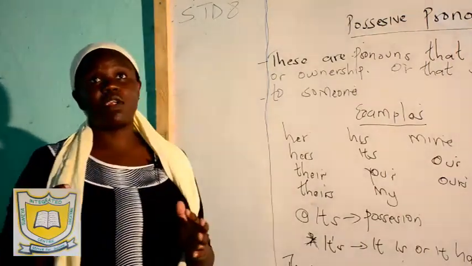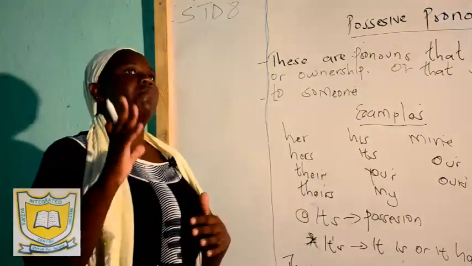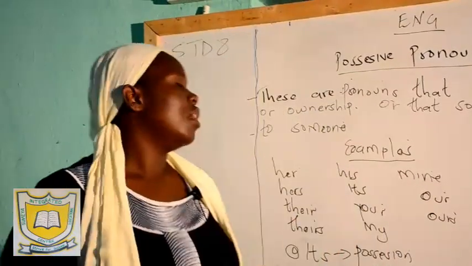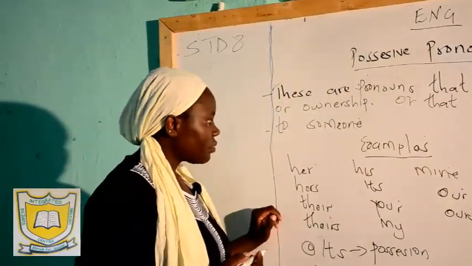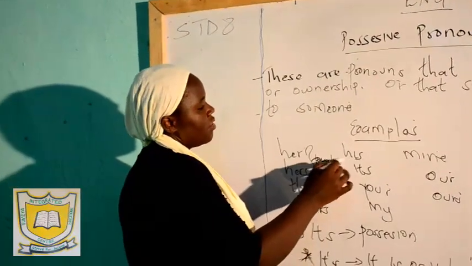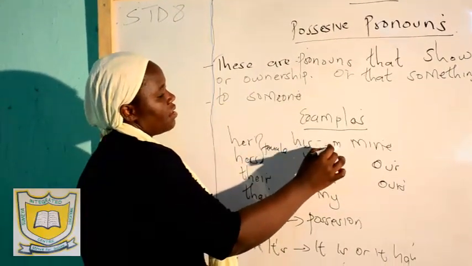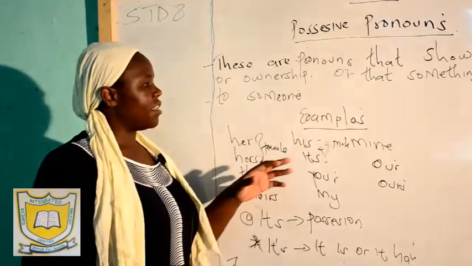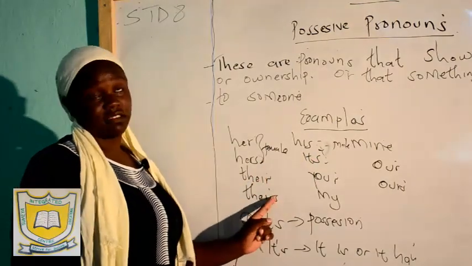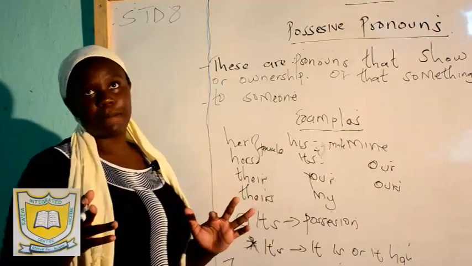We can divide possessive pronouns according to gender, or according to whether they are singular or plural. If you have her and hers, these are female. If you have his, this one is male. But if you have mine, our, ours, your, my, its, their, and theirs, they can be used with animals, with female, or with male.